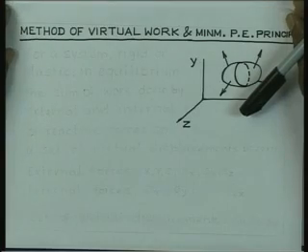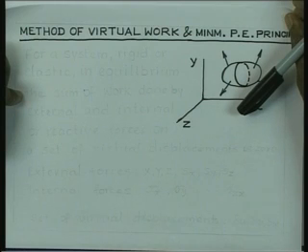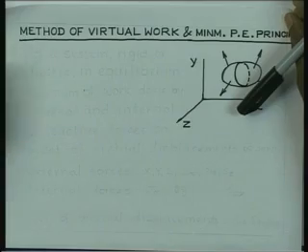Now, according to the minimum potential energy principle, for a system rigid or elastic in equilibrium, let us consider the method of virtual work. We would like to define it. For a system rigid or elastic in equilibrium, the sum of work done by external and internal or reactive forces on a set of virtual displacements is 0.